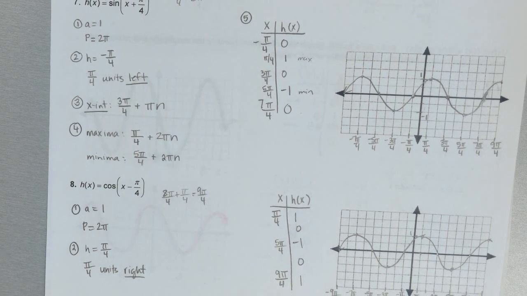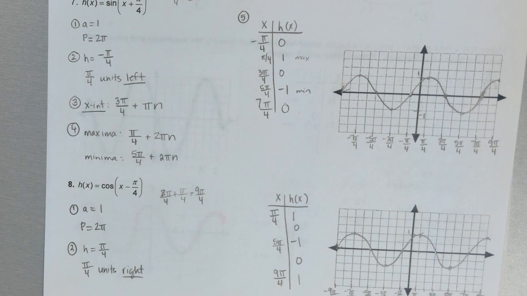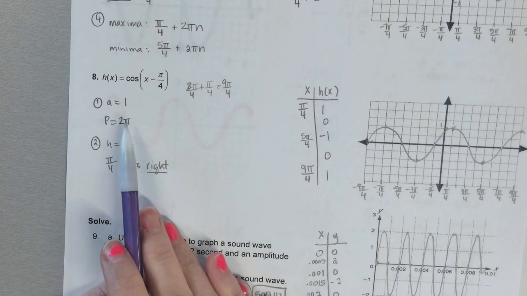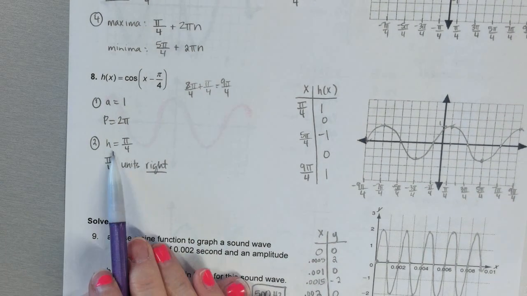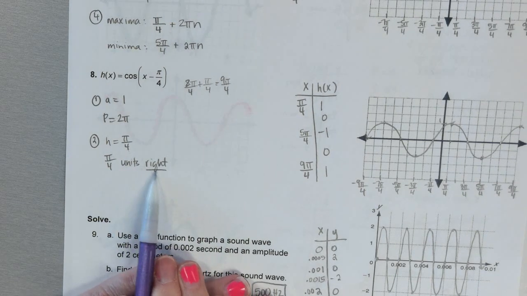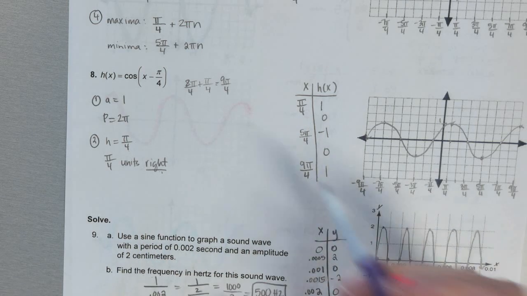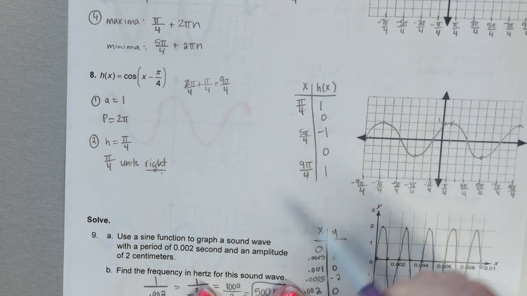Okay, so you can always just find one of those values and add the period times n to it. Okay, and then we're actually going to do this step together for the next one. So amplitude is 1, period is 2 pi. Your H value here is positive pi over 4, so you're going pi over 4 units to the right. So when you calculate that, I did the pi over 4, the 9 pi over 4.